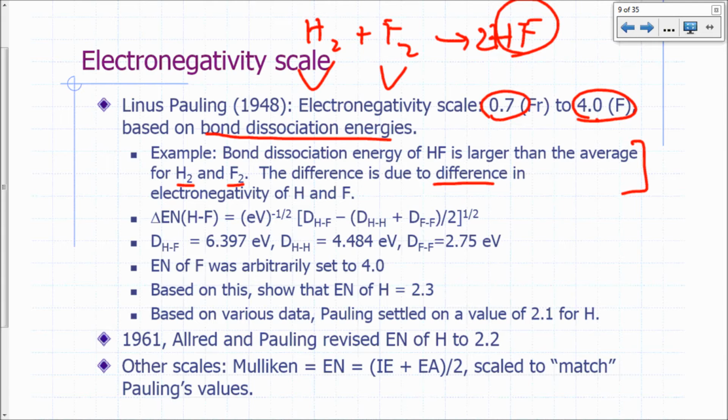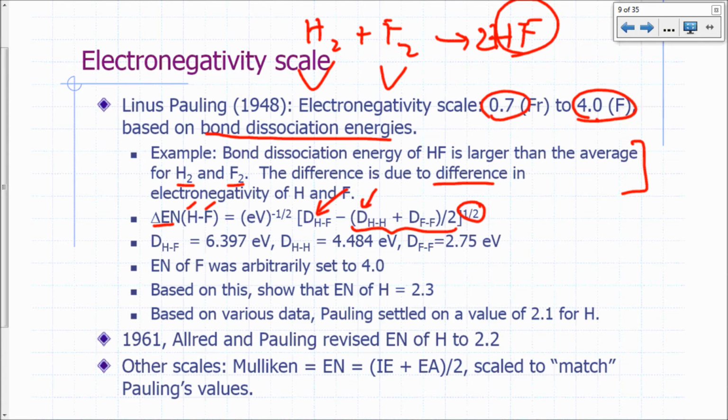He said that the reason the HF bonds are harder to break is because of the ionic character in the bond. Okay, so based on that, he defined the difference in the electronegativity of the hydrogen and the fluorine as the square root of the difference between the bond dissociation energy of HF and the average of the bond dissociation energy of H2 and F2. Now, this is the unitless quantity where the bond dissociation energies that you plug in are in electron volts.